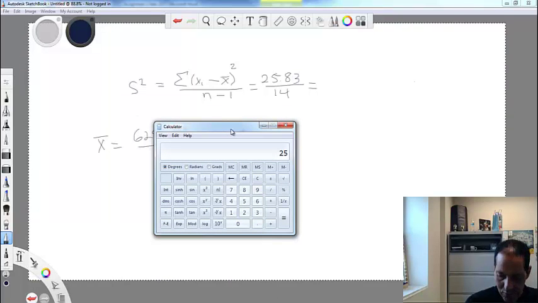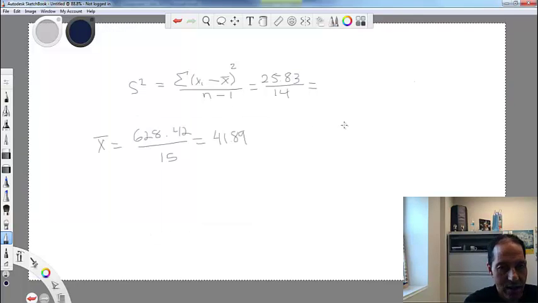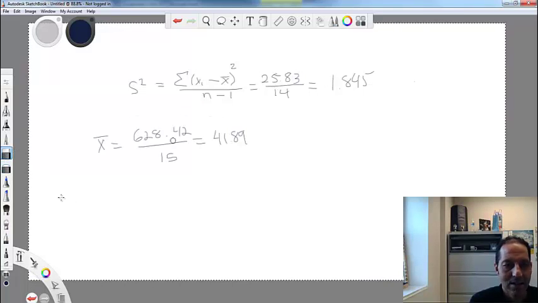It's 25.83 divided by 14, and we get 1.845. There you go. Let me erase that little thingy. Make sure you don't get confused with my eraser. There you go. Alrighty, so here we go.